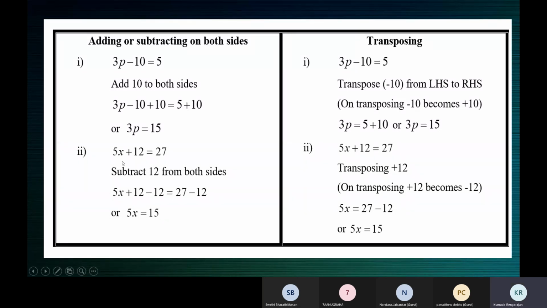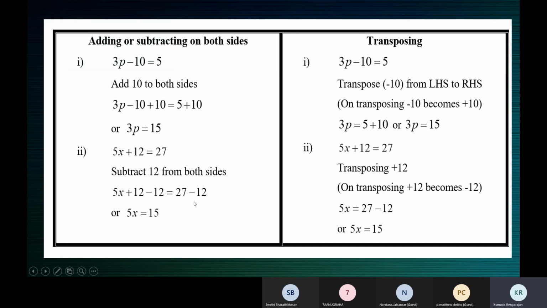So in the second one also, you see 5x plus 12 is equal to 27. To get rid of 12, we need to subtract 12 from both the sides. So we get 5x is equal to 15. The same thing you will get when you transpose.